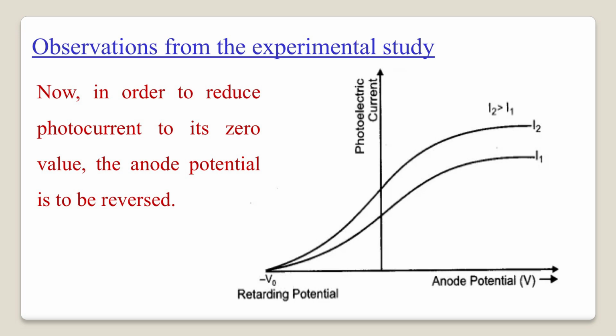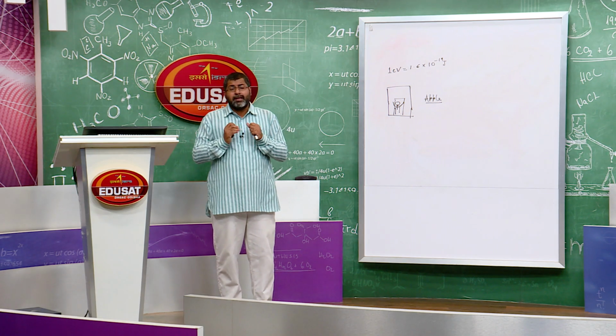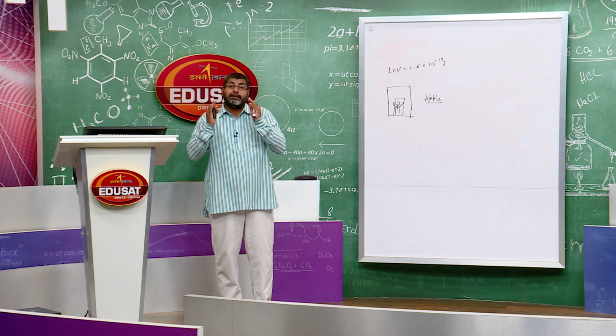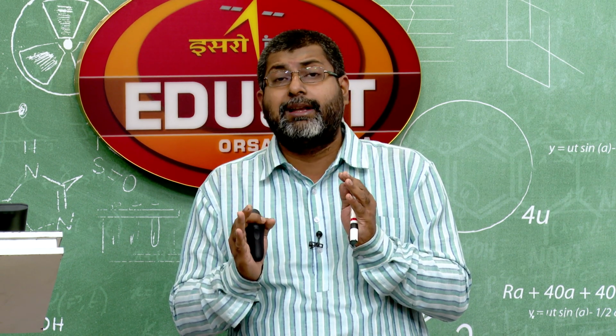Now, in order to reduce the photocurrent to its zero value, the anode potential is to be reversed. The minimum anode potential at which the photocurrent becomes zero for a particular frequency of incident radiation is known as stopping potential. Now, with this preliminary idea, we will discuss how Einstein was able to demonstrate the photoelectric effect in particular, and we will throw light upon Einstein's photoelectric equation.